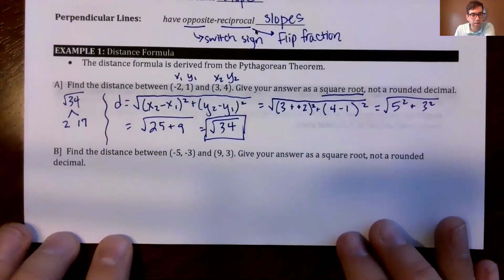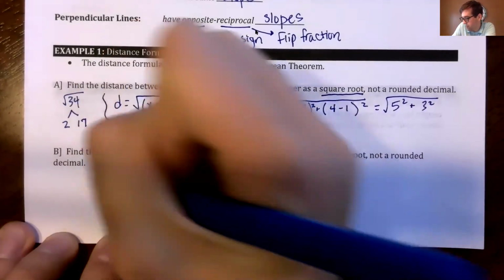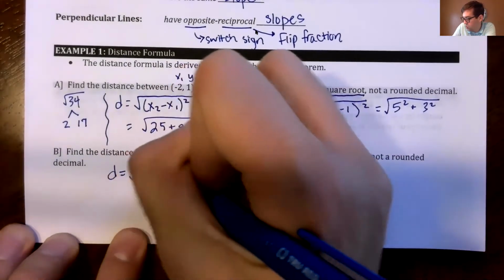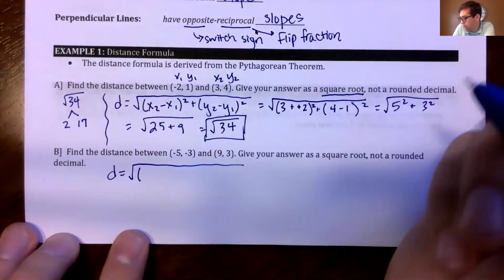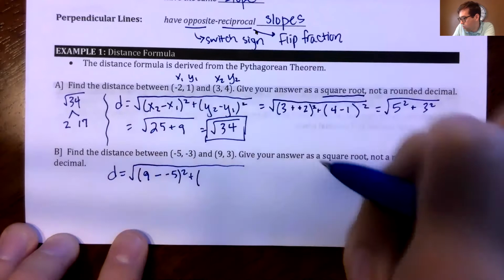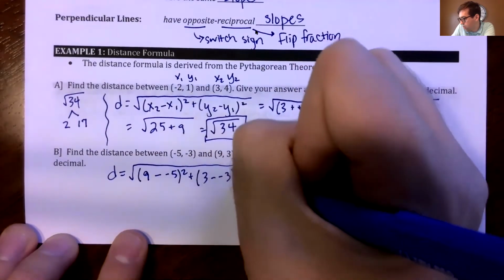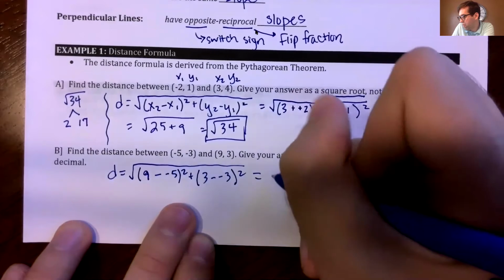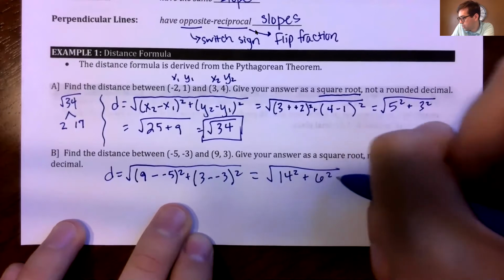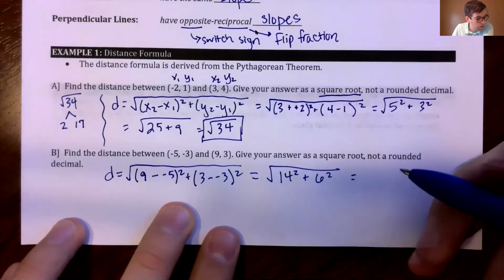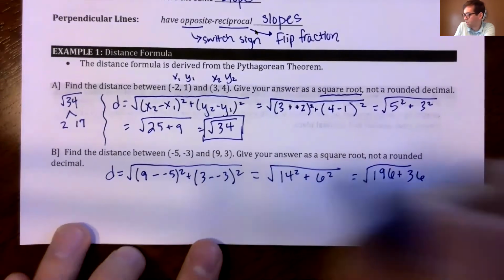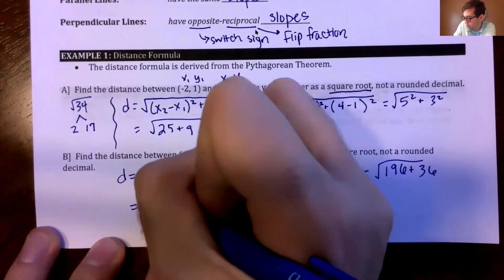And then let's take a look at letter B. So we're going to do the same thing. Find the distance between these 2 points. And plug them in. So we have x2 minus x1, y2 minus y1. 9 plus 5 is going to be 14, 3 plus 3 is going to be 6, and we end up with square root of 196 plus 36, which is 232.